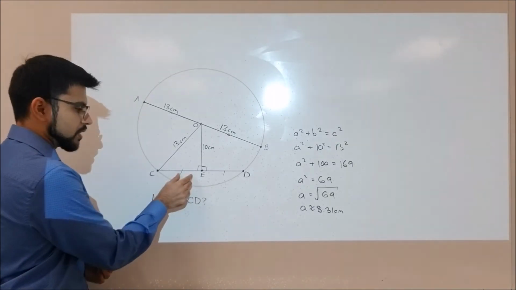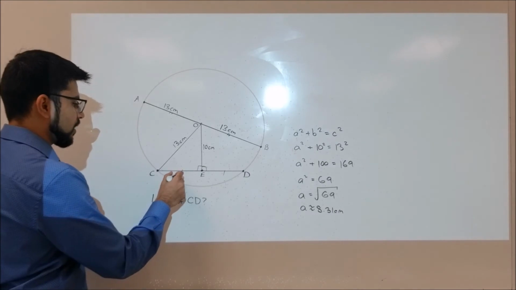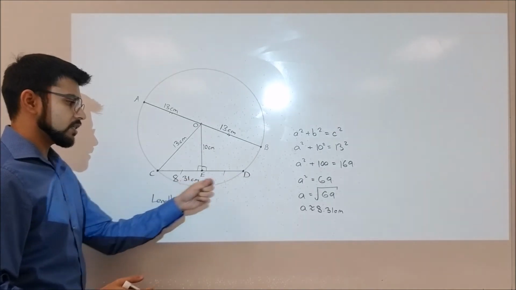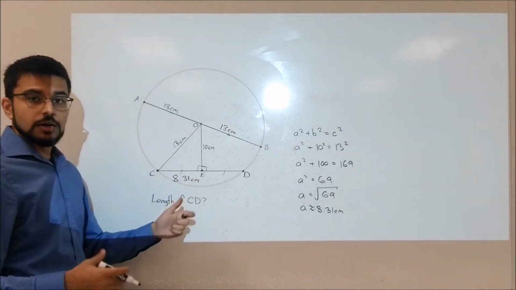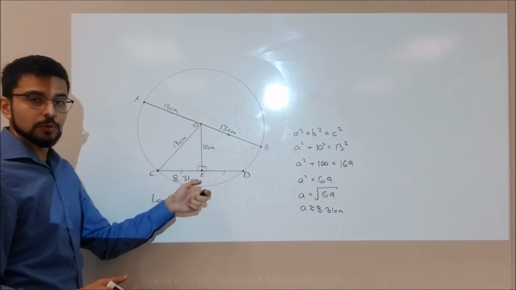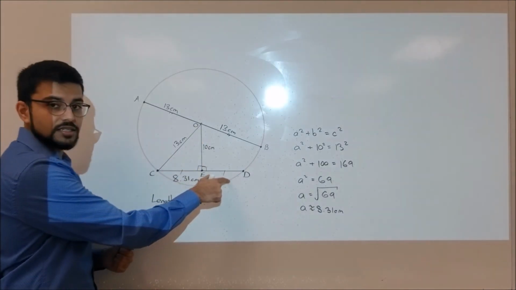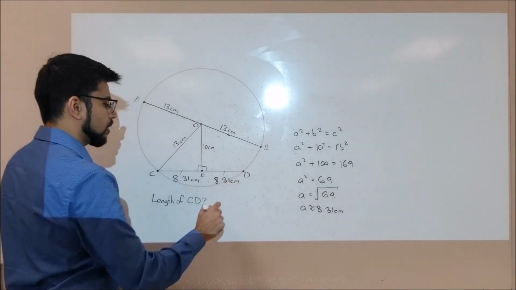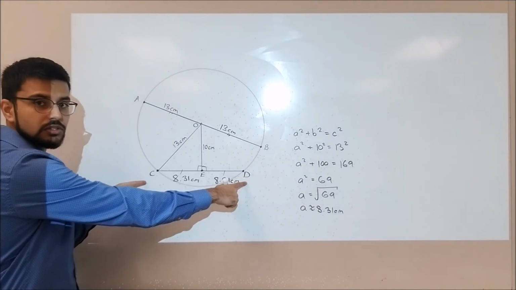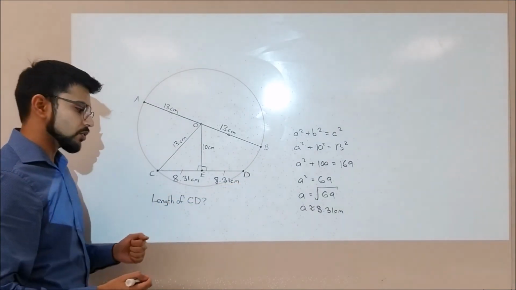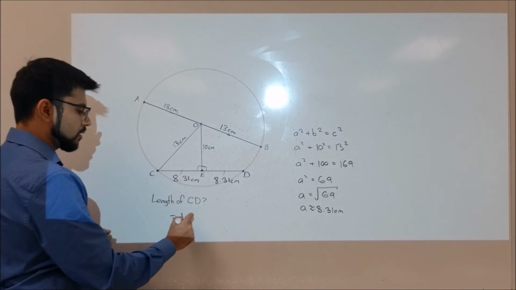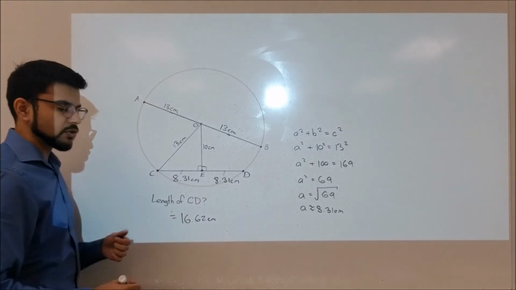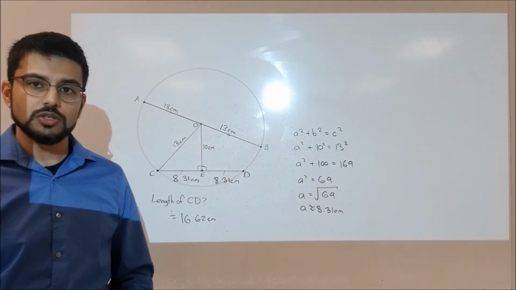Because this was my A side, this ends up becoming 8.31 centimeters. I was looking for C to D. I've only found C to E, but I recognize that because I had a perpendicular bisector, C to E is the same length as E to D. And if I'm looking for C to D, I can add both of those numbers together. That ends up giving me approximately 16.62 centimeters.